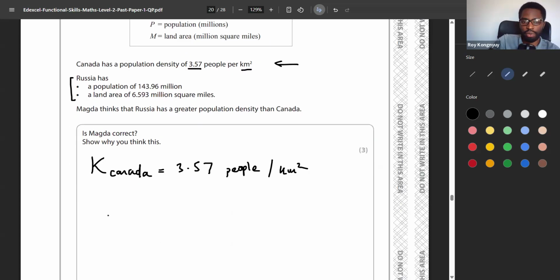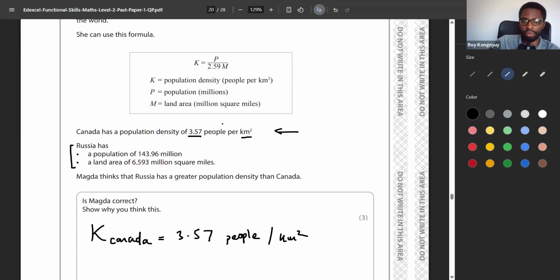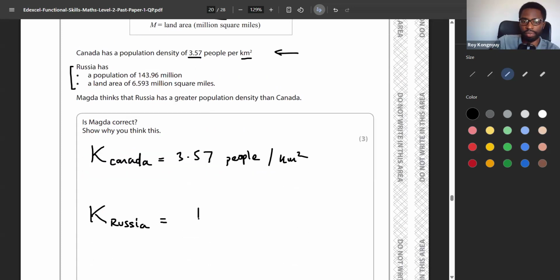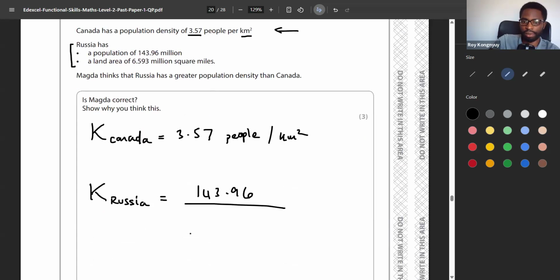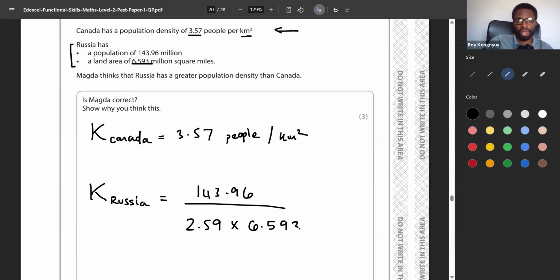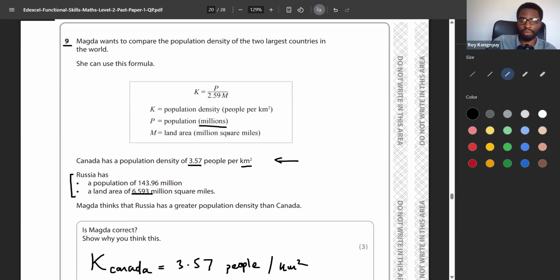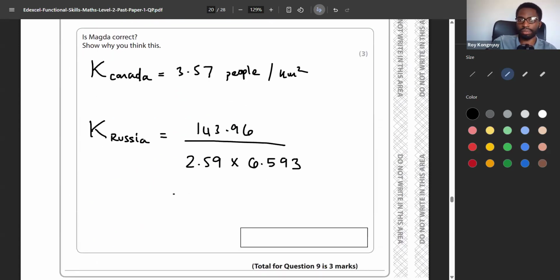But for Russia, we have to actually calculate this using the formula. So it's going to be the population of Russia in millions over 2.59 times the land area. This is the land area, 6.593 million square miles. So I just have to put this in a calculator and then we'll see what we get.